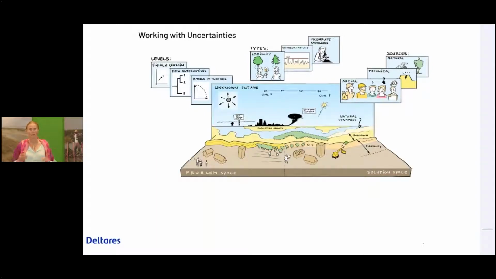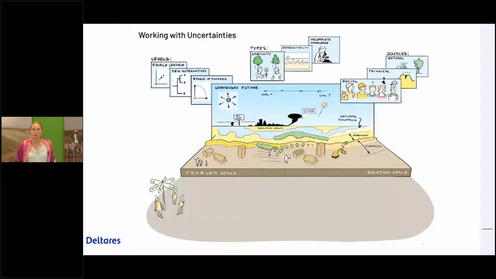Now, all of these uncertainties, you find them both in your problem space and in your solution space. With the problem space, I mean the world around us. What's going to happen with climate change? Is the sea level going to rise, and how much is it going to rise? What's happening to population growth, extreme weather events, and natural dynamics? So this is part of your problem space. And in the solution space, if you're going to choose a building with nature solution, the natural dynamics come back into the discussion as well.